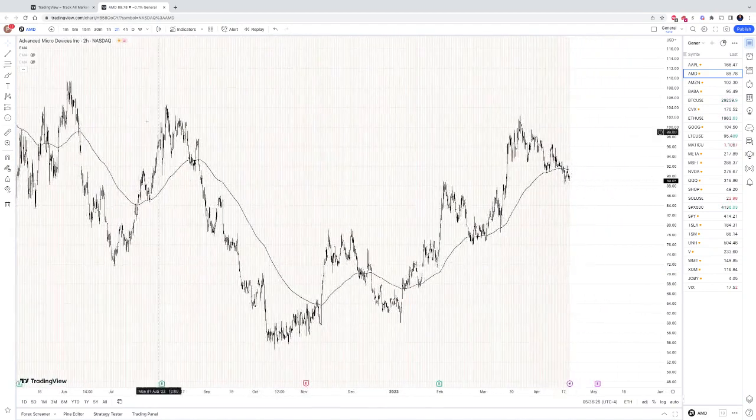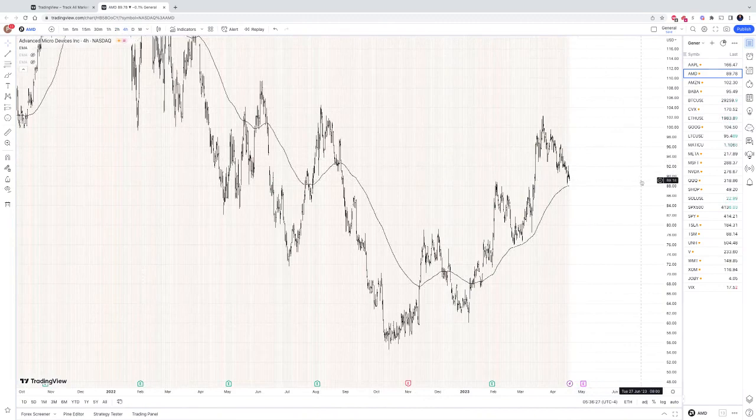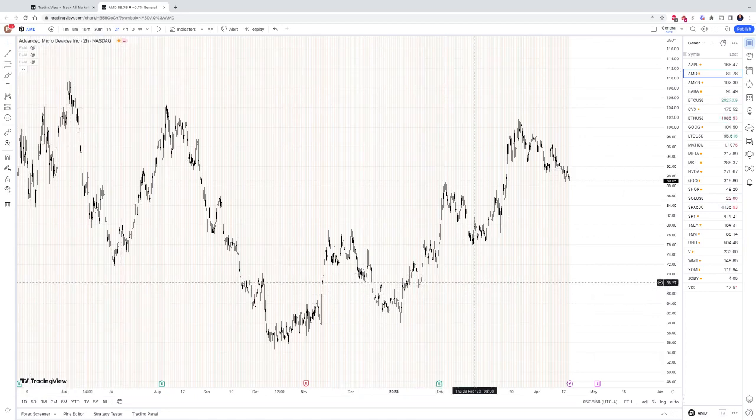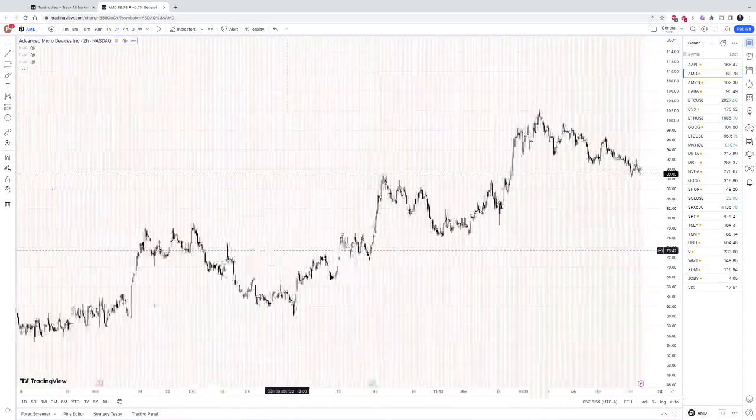Okay, so I could either choose the 4 hour here or the 2 hour time frame, but first what I want to do is hide the 200-day moving average. So this black line that you see here is the 200-day exponential moving average that comes into play a little bit later, but before that it's important for us to mark our levels and see what that indicates. So I'm going and hiding the 200-day moving average, and let's see where we are at.